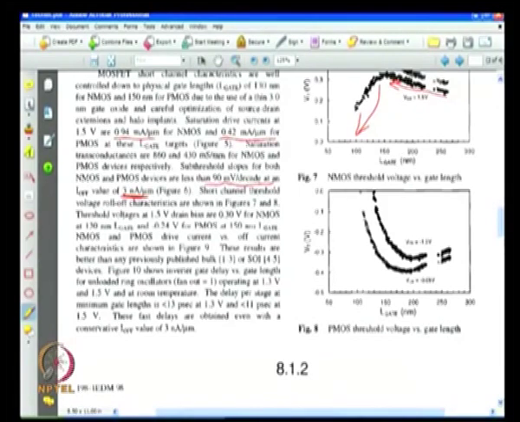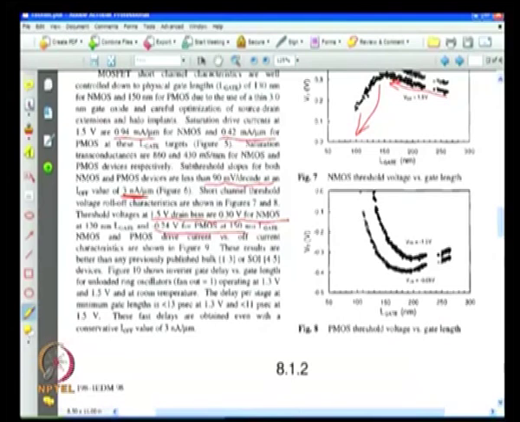Okay, short channel threshold voltage roll off are shown in these figures, right. Threshold voltages at 1.5 volt drain bias are 0.3 volt for NMOS and minus 0.24 volt for PMOS. Okay. And these results are of course better than any previously published bulk or SOI devices. They are trying to say that they have been able to come up with much better devices.